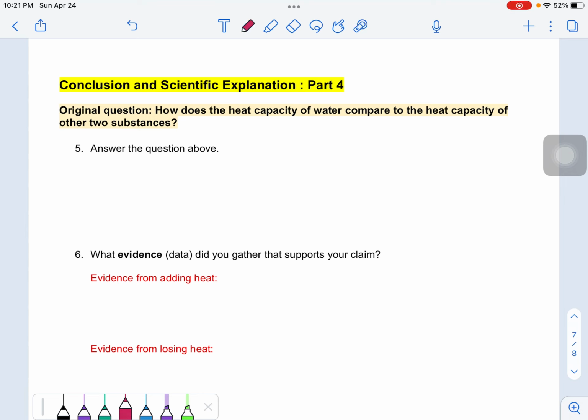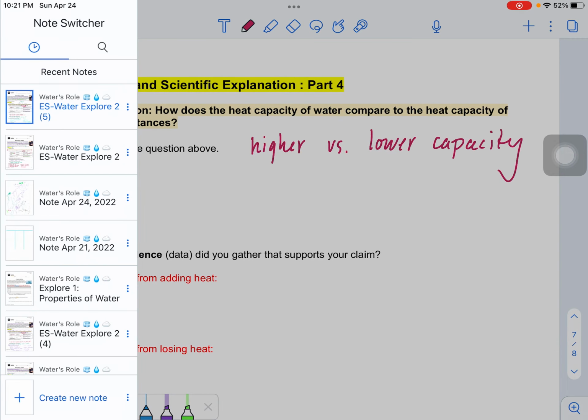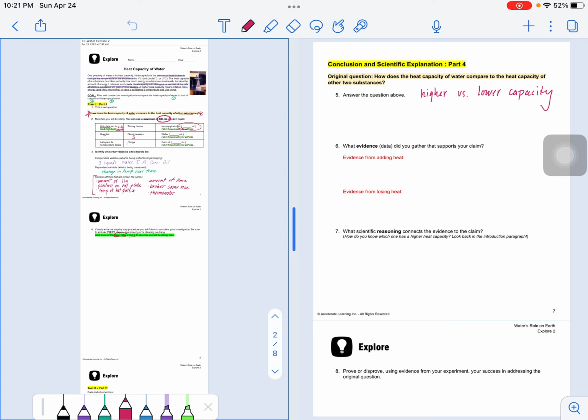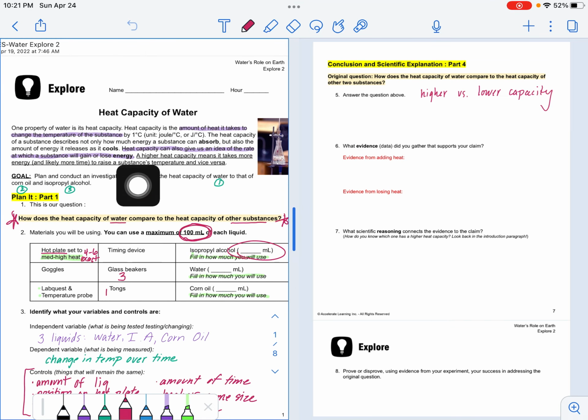So you should, at this point, be able to state which one had the higher heat capacity and which one had the lower heat capacity. And again, we have that information in our very introductory paragraph. We said a higher heat capacity means it takes more energy and likely more time to raise a substance's temperature. So if it's got a higher heat capacity, it took in more heat over time and saw less of a change. It took more time for it to heat up. That's what we're thinking about here.